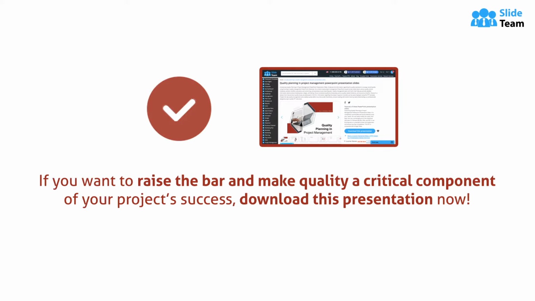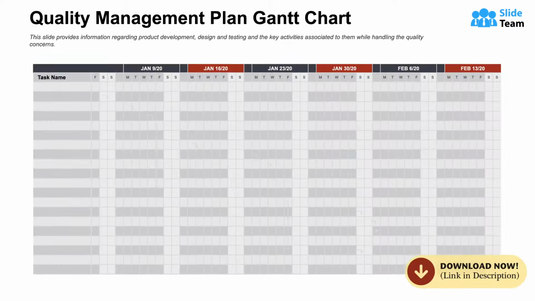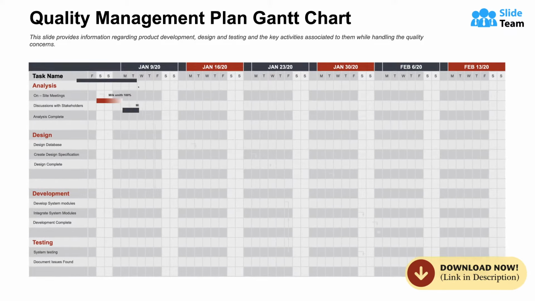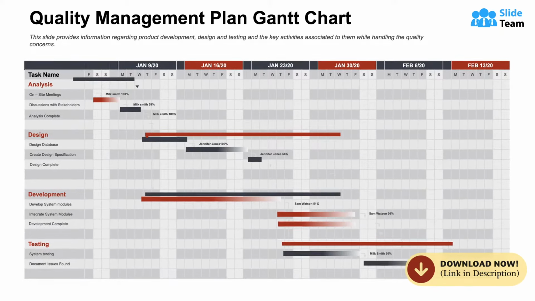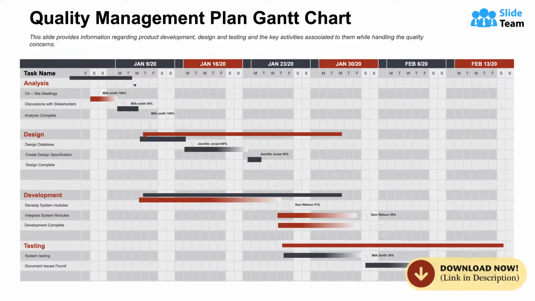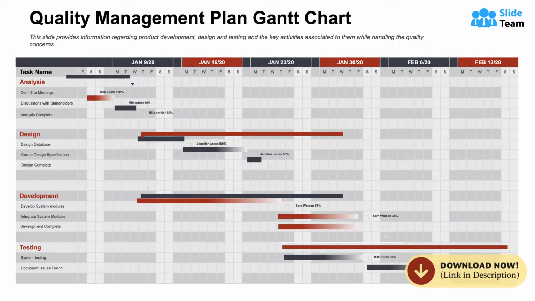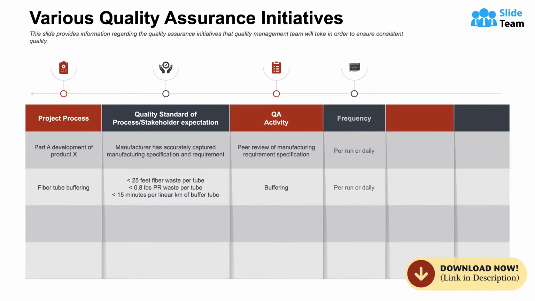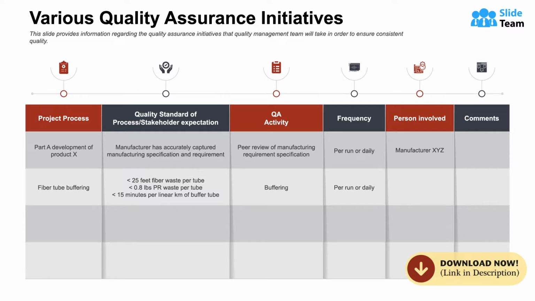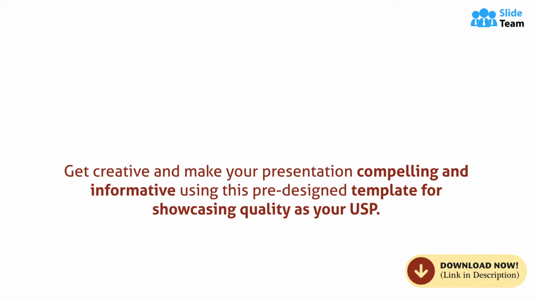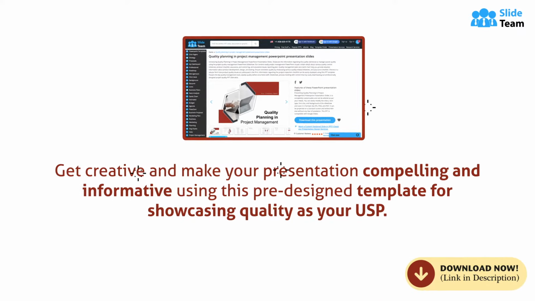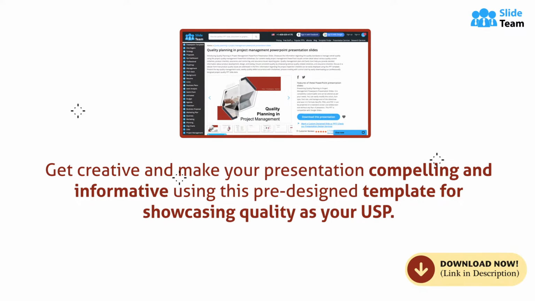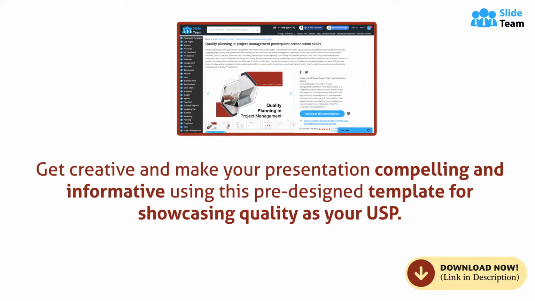Project quality management starts with assigning quality standards to your tasks in line with best industry practices. It also entails drawing up a Gantt chart to track the progress of every stage. The implementation phase also includes conducting a quality assurance drill to eliminate potential bugs or defects. You must create a chart like this to determine initiatives that you need to take to ensure top-grade quality. Get creative and make your presentation compelling and informative using this pre-designed template for showcasing quality as your USP.